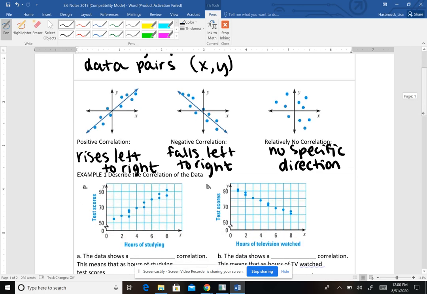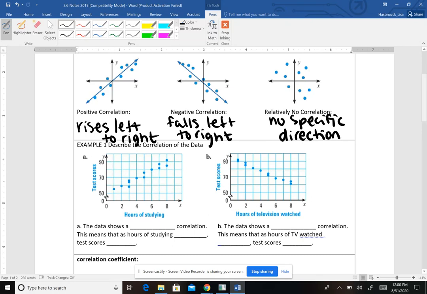In this first example, we're going to describe the correlation of the data based upon what we just learned above. So in part A, if you notice, these are going in an upward trend. The data shows a positive correlation. That's what that means. If it's going up, it's positive. This means that as hours of studying increases, test scores increase.